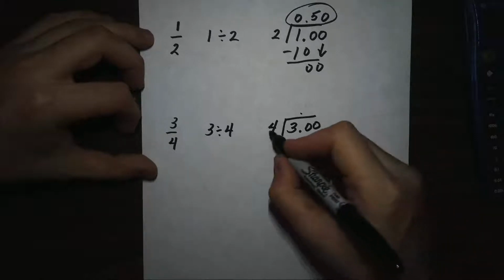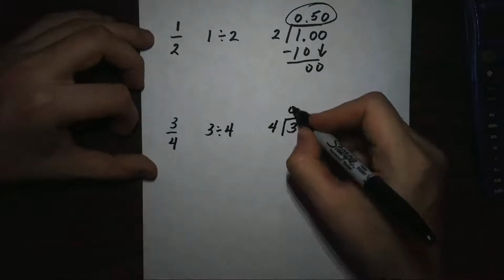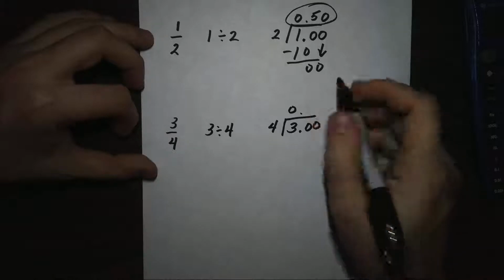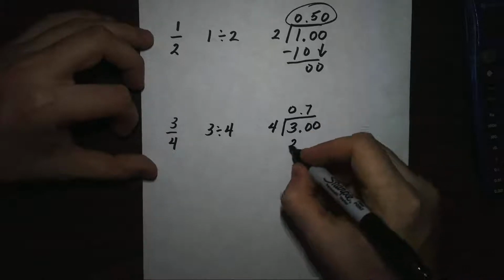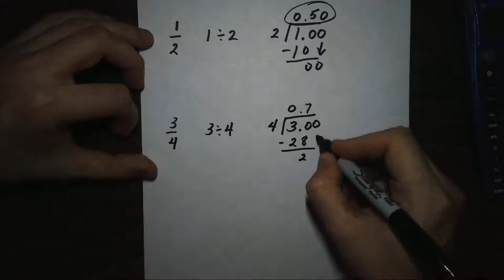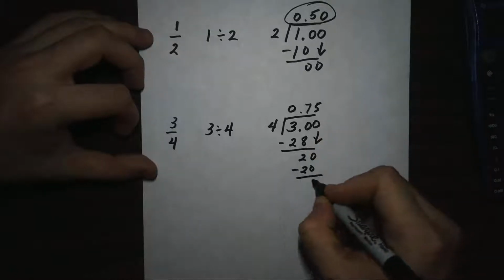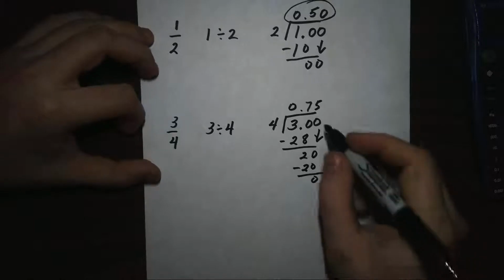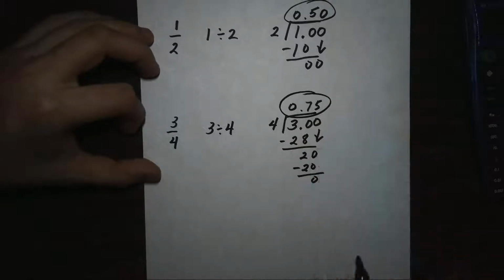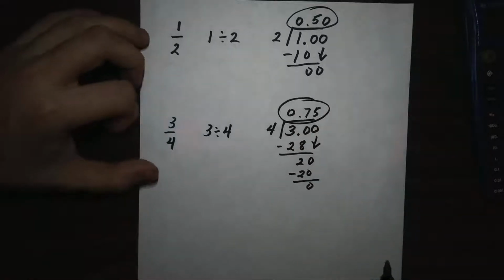Bring our decimal up. 4 goes into 3 no times. 4 goes into 30 7 times. And 4 goes into 20 5 times with no remainder. So 3/4 as a decimal is 0.75 or 75 hundredths.